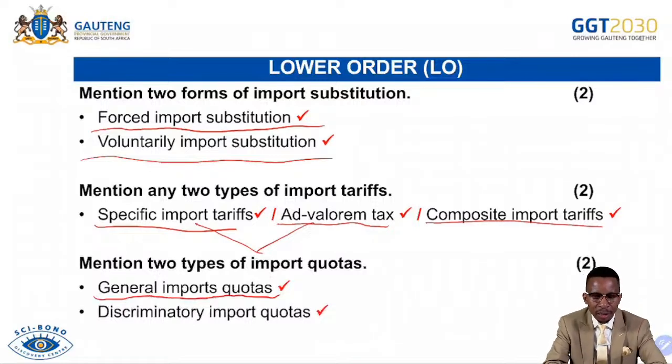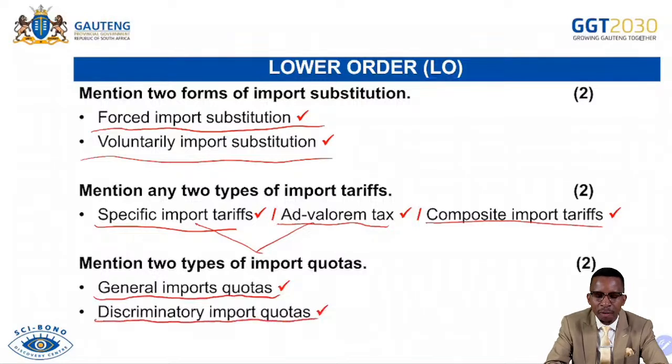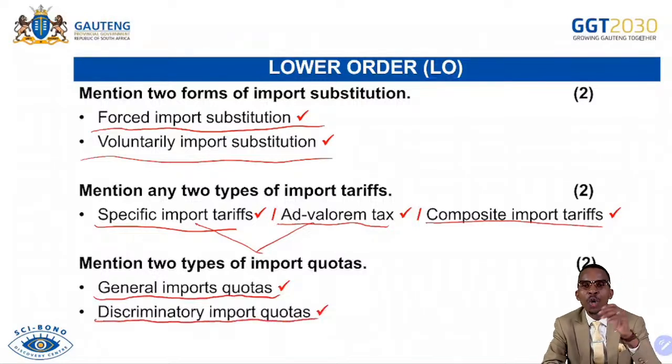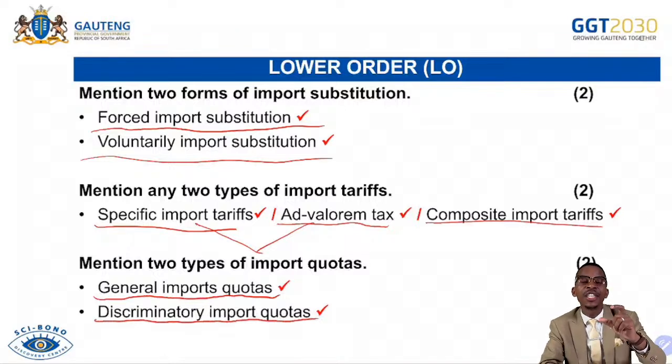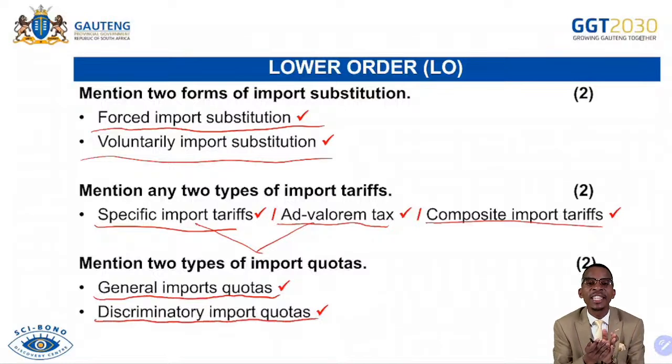But if it's discriminatory, that's when the government chooses to say maybe one country will be importing 50 kg of a particular product, while other countries will be allowed to import maybe 100 kg. So in that case, there's discrimination in place because countries are not treated the same in terms of importing that particular product. Then we call that one a discriminatory import quota.